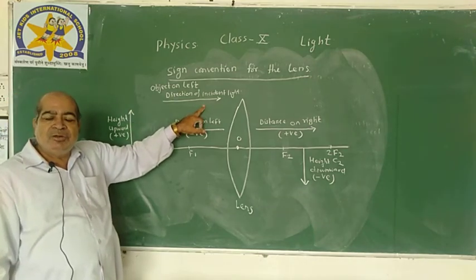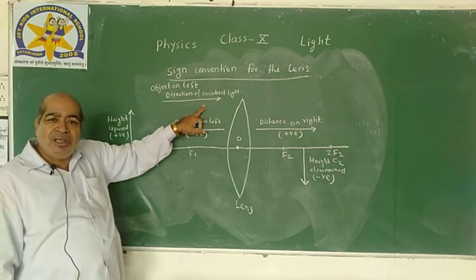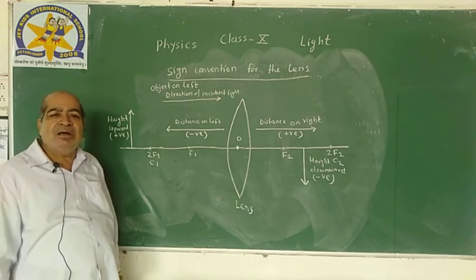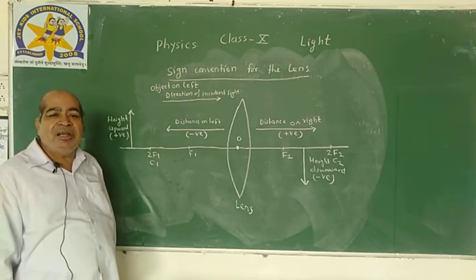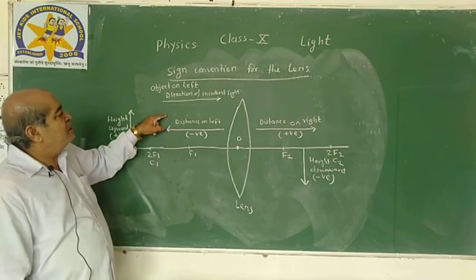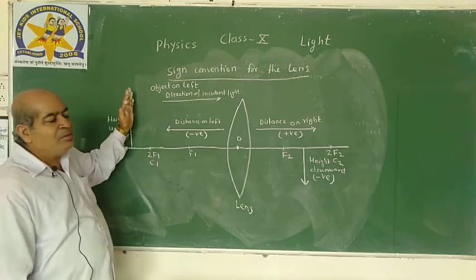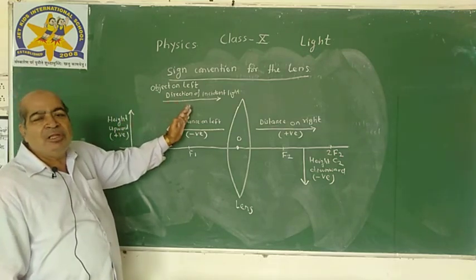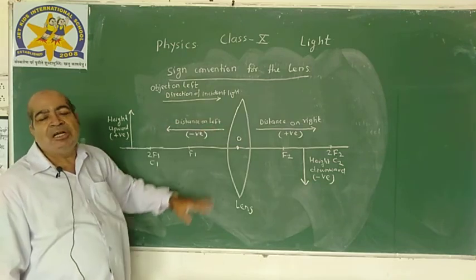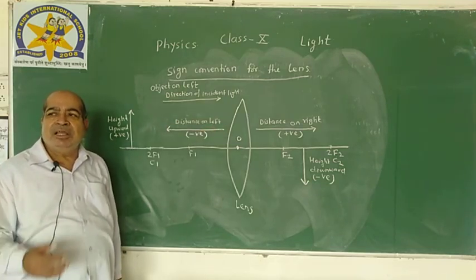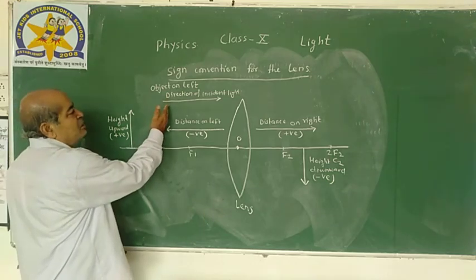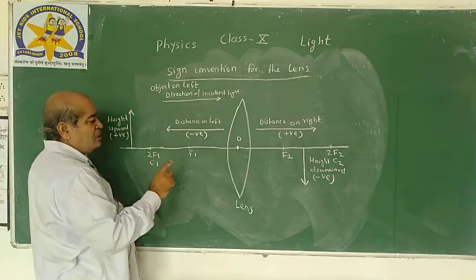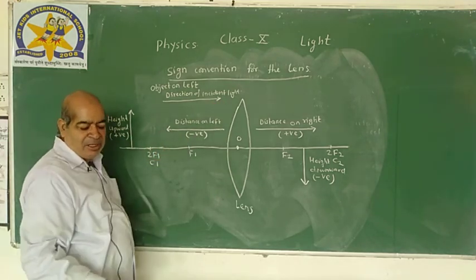The object should always be kept on the left side of the lens, whether convex or concave. What does it indicate? It indicates that the light rays coming from the object travel from the left side to the right side and are incident on the lens. This is then the first sign convention.